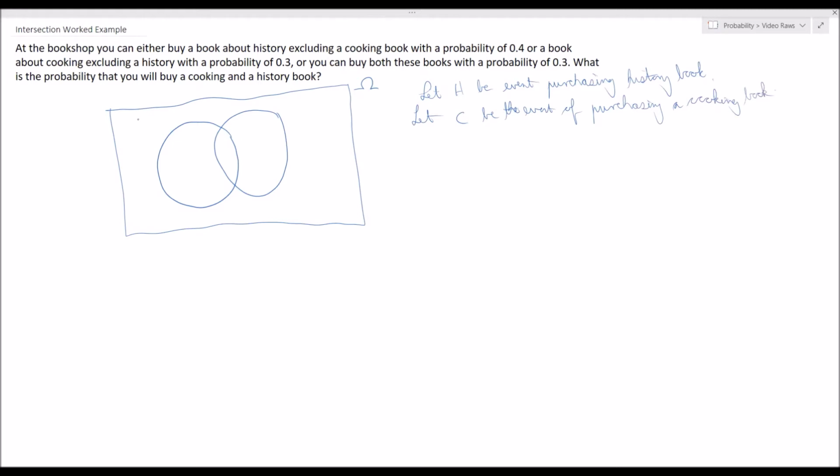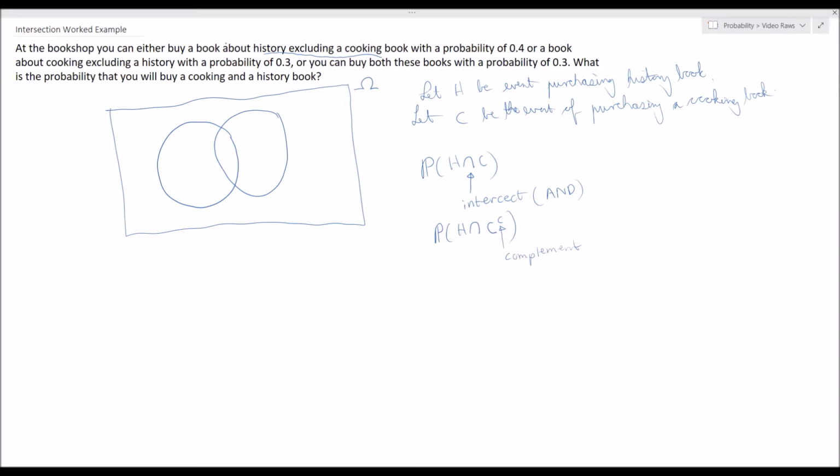Now there's something important that needs to be noted in this question. In the question, it was exactly specified that you buy a book about history excluding a cooking book. So the probability that we buy a history book and a cooking book is the probability of H intersect C, where this symbol represents intersect, the intersection. It also means and: I'm buying a history and a cooking book. But they're telling us that we're buying a history book excluding a cooking book. So that means we have the probability that we purchase a history book and we don't purchase a cooking book, where this superscript c means the complement. The complement of a cooking book means we're not buying a cooking book. So it's where we buy a history book and we don't buy the cooking book. And that's what is told to us in this question.